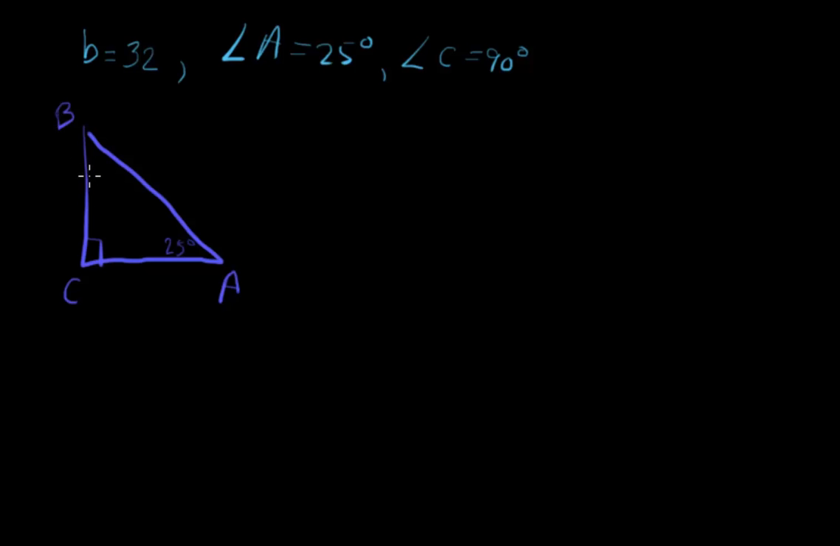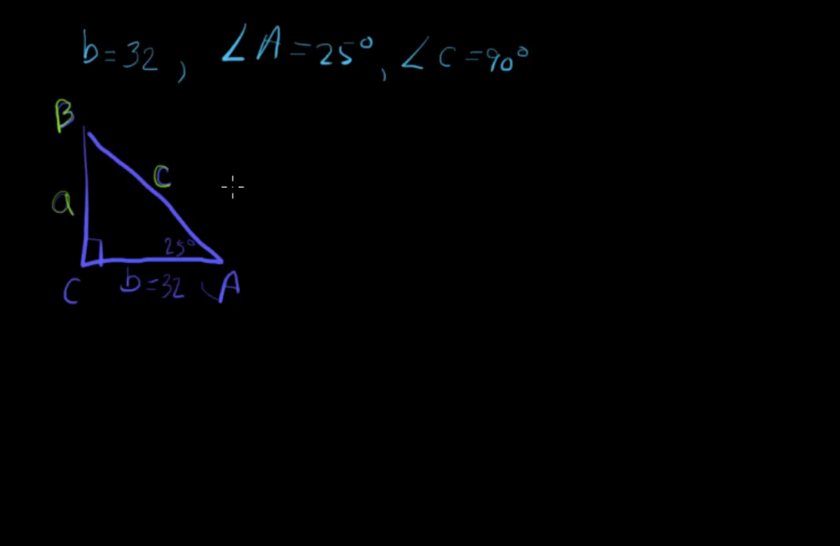And we label our sides. Now remember that the sides opposite the angles are the lowercase letters. So opposite angle B will be side B. Opposite angle A will be side A. And opposite angle C will be side C. So if we look at this, we know and remember that side B is 32. And we are in fact missing angle B, side A, side C.